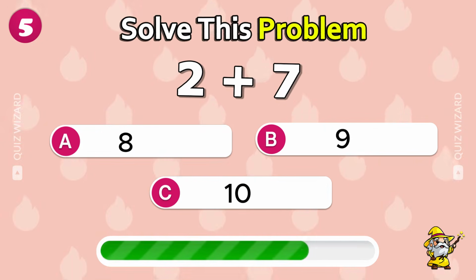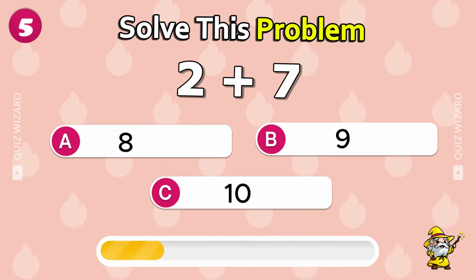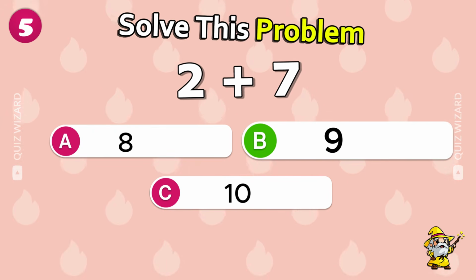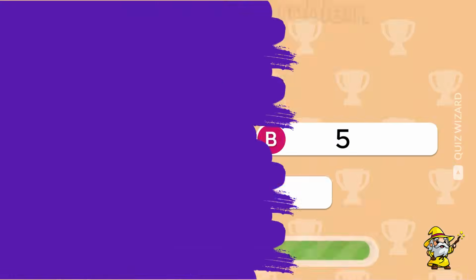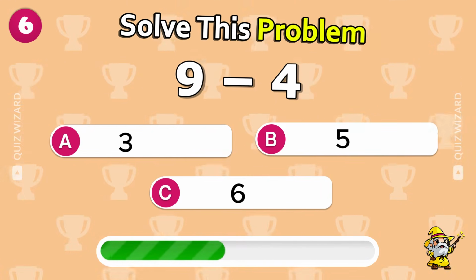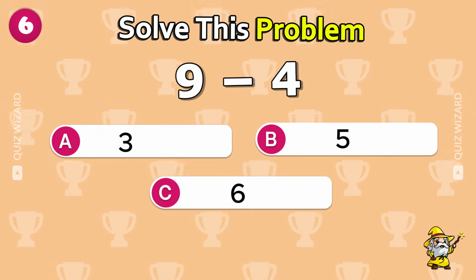What is 2 plus 7? 8, 9, 10. Correct is 9. How much is 9 minus 4? 3, 5, 6. Correct is 5.